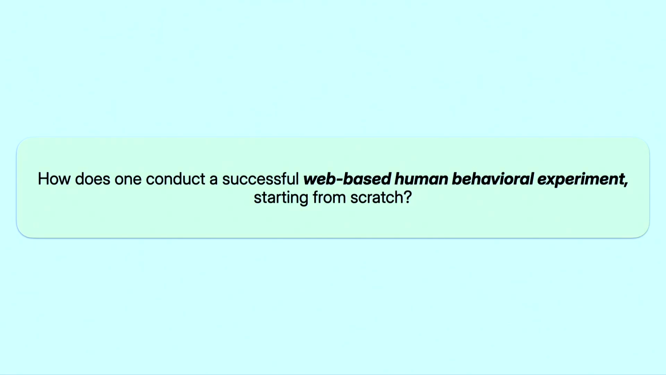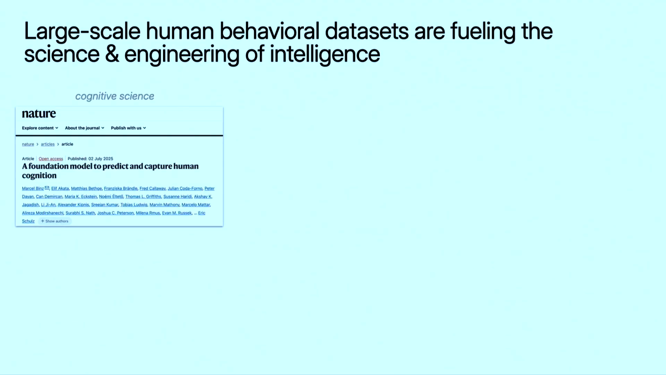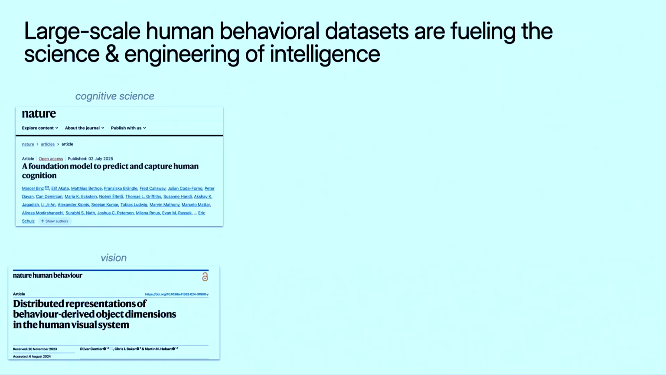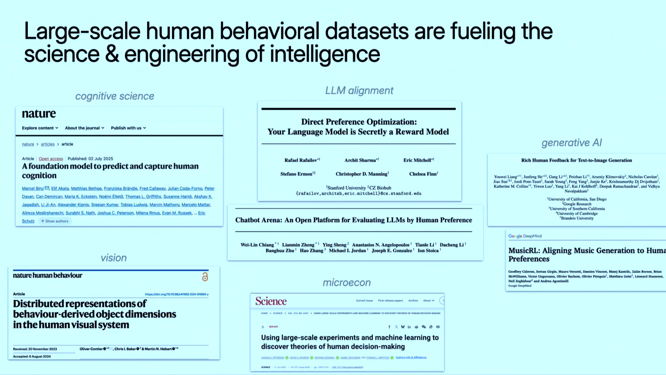And along the way, we're going to span a few slightly more general topics. And to set things up and provide a bit of context for why one would want to learn how to do this, or at least understand how it works, here I'll flash a collection of recent work across a diverse range of topics, from cognitive science to vision, alignment, microecon, and generative AI. And what these works have in common is that the way they achieve their primary result is by utilizing large-scale human behavioral data sets.